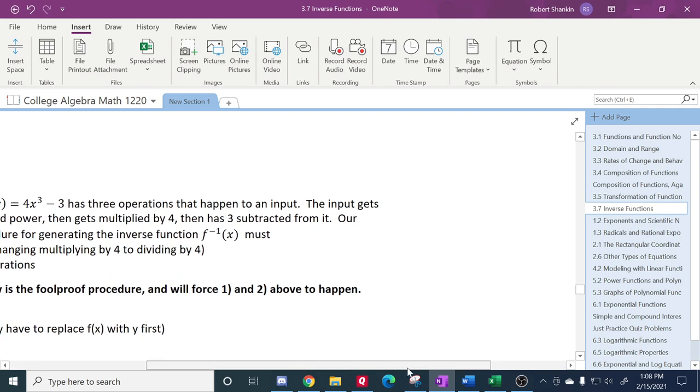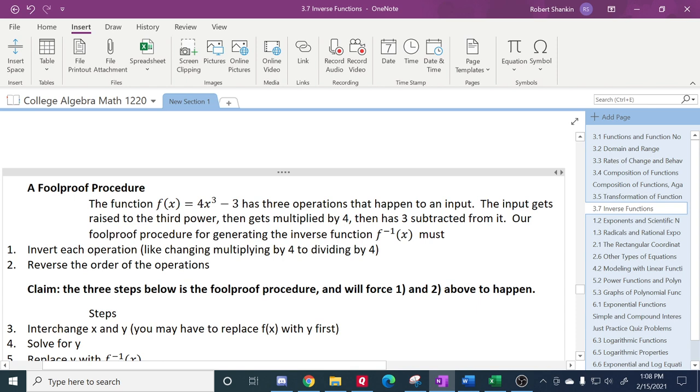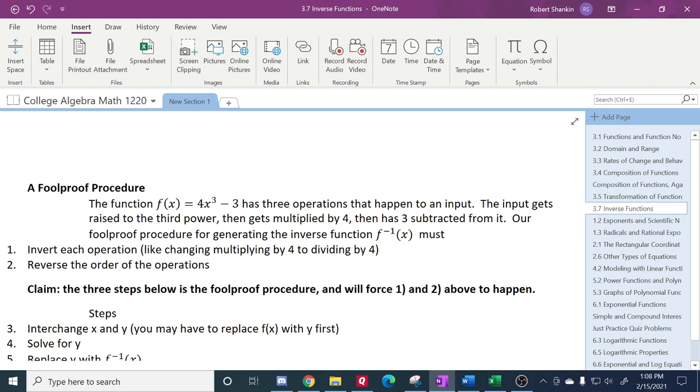All right, let's go. A foolproof procedure. The function f of x equals 4x cubed minus 3. There are 3 operations that happen to an input. Suppose I told you that x was 10. How would you find f of x? First of all, you'd raise that 10 to the 3rd power. That has to happen first. Then you multiply that answer by 4. And then finally you subtract 3 from it.